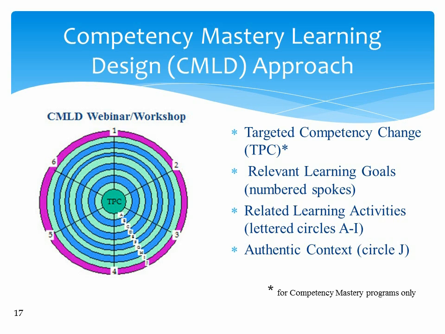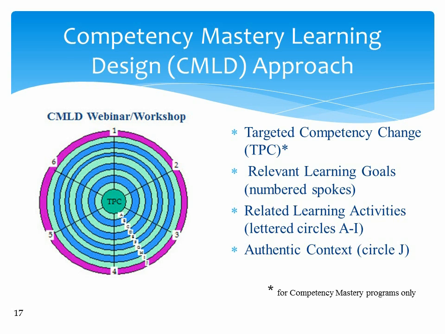Take a look at the target, the Competency Mastery Learning Design webinar workshop. You'll see circles from the center radiating outward with lettered circles and some spokes attached. These workshops focus on targeted competency change, and there is a blueprint or mind mapping process that zeroes in on the targeted competency change. Then there are relevant learning goals. Those are the numbered spokes.